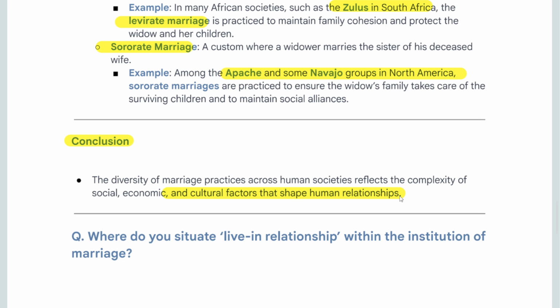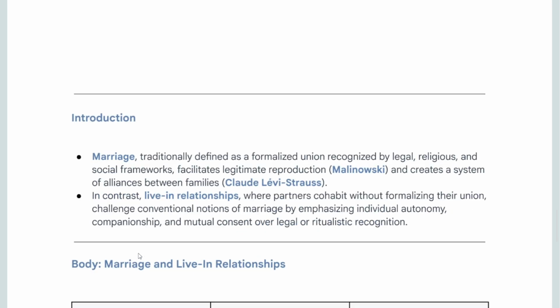Okay, now for a modern twist. A question from 2013. Where do you situate live-in relationship within the institution of marriage? This gets right into how things are changing now. Yeah, this is a great question for today. Traditionally, marriage is formal, legal, religious, social recognition. Malinowski saw it for legitimate kids, Levi-Strauss for alliances. Right, the functions we discussed.